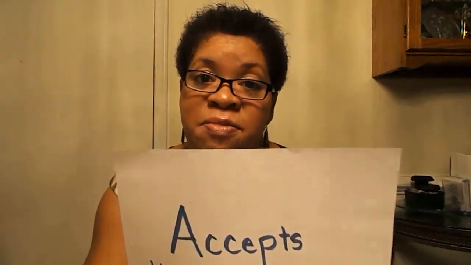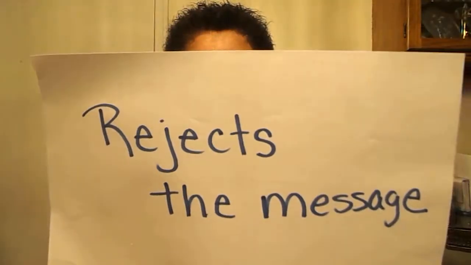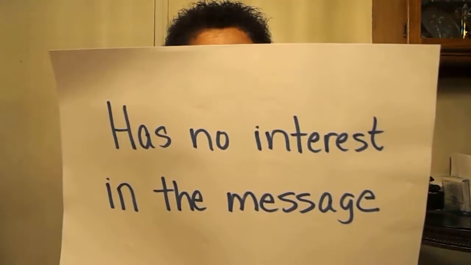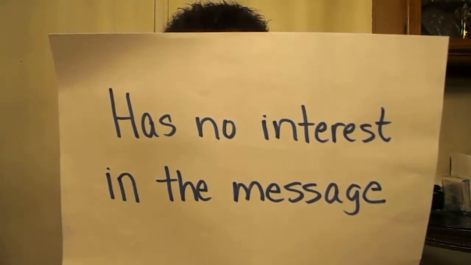People, in making the decision, have three positions on the judgment scale. They are latitude of acceptance. This is when the person accepts the message. Latitude of rejection. This is when the person rejects the message. And then latitude of non-commitment. And this is when the person has absolutely no interest in the message whatsoever.